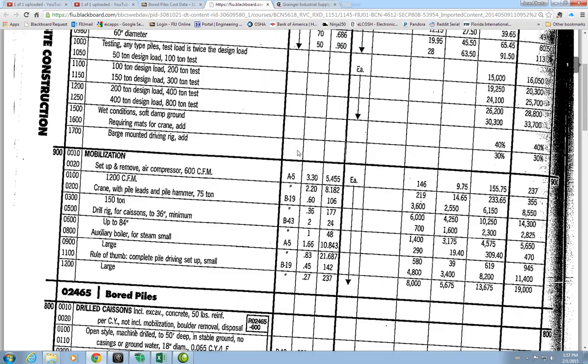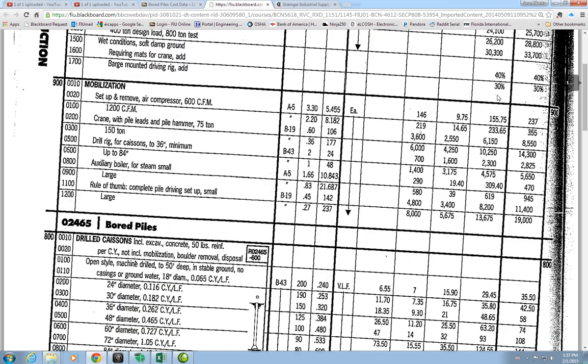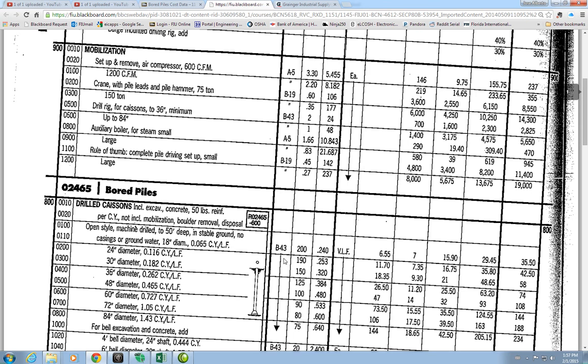The way that we read this is the first column is the crew, second is the daily output, the third is the labor hours, the fourth one is the unit of measure, and then we have the bare cost, materials, labor, equipment, and total. So we see for the bore piles, the crew type is B43. Daily output is 200. That means that they are able to drill 200 of these piles in one day, which converts on each pile to be 0.24 hours.